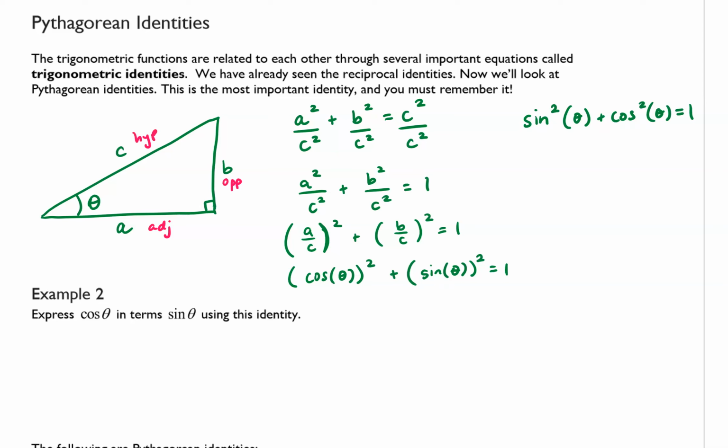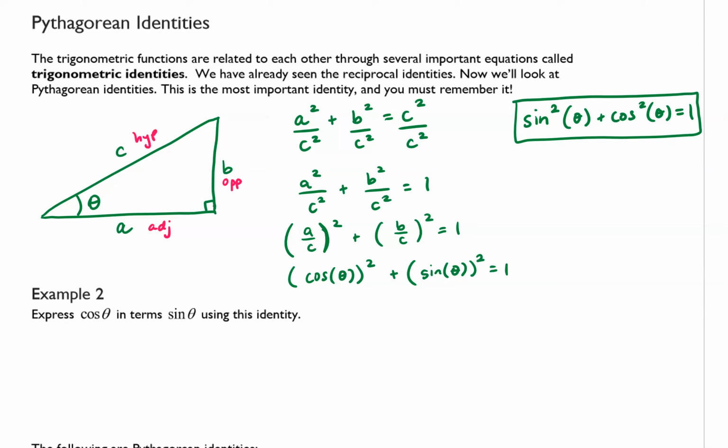And that's just a convention. So these two things here are the same thing. We just normally put the exponent in this location when we're talking about trig functions. So this is the main Pythagorean identity. It's very important. Please memorize it.